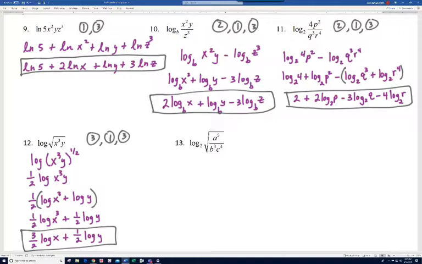Notice this was a common log which has a base of 10, and it's always good to keep track of your base. Make sure you don't lose it. In this case, it was never written. It's understood to be 10. So 13 is like the ultimate test. If you can do that one, you probably have a pretty good understanding of what we did so far when we expand logs. So I would encourage you to try it and then watch the video.